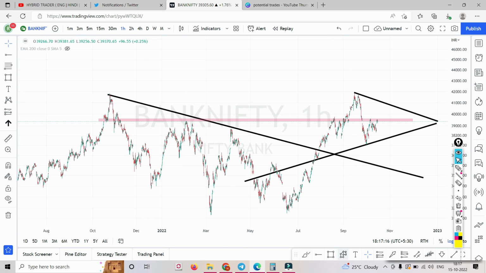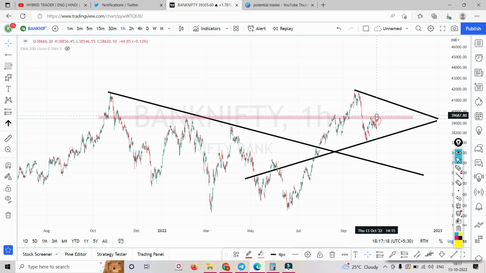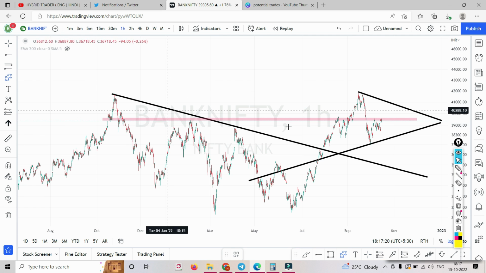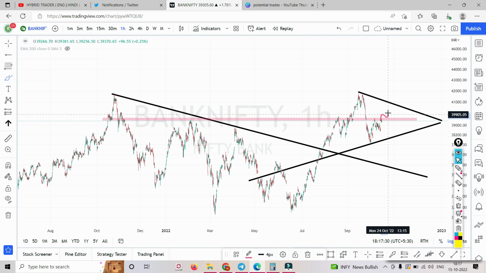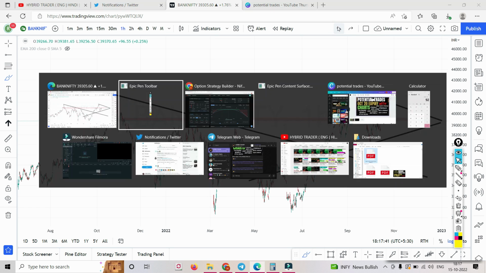The moment I've plotted this, it can go up, or it can come down. Let me show you. This can go up, take the resistance and come down, or else it will come down, take the support and go back up. So this is the way you need to have the view of the market. Based on this you need to deploy all your trades.